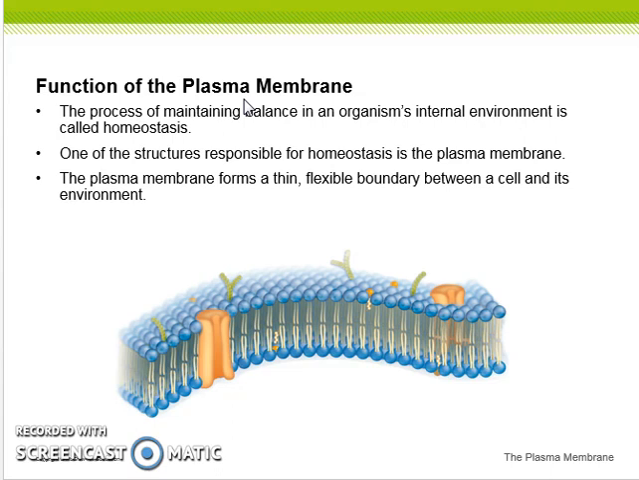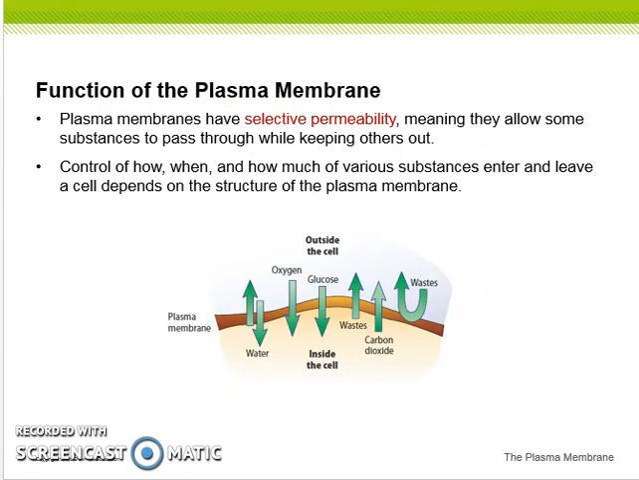The process of maintaining balance in an organism's internal environment is called homeostasis, and one of the structures responsible for homeostasis is the plasma membrane. It forms a thin, flexible boundary between a cell and its environment. So what's the function of it? Well, plasma membranes have something called selective permeability, meaning they allow some substances to pass through while keeping others out. And they can keep control of how, when, and how much of various substances enter and leave a cell, and that depends on the structure of the plasma membrane.